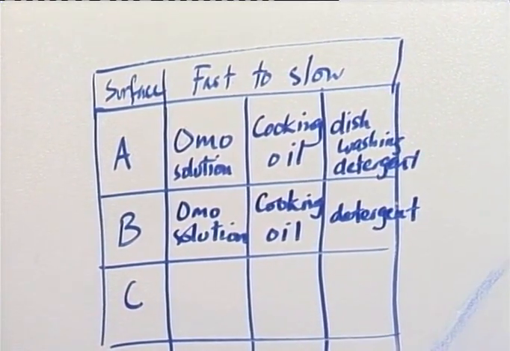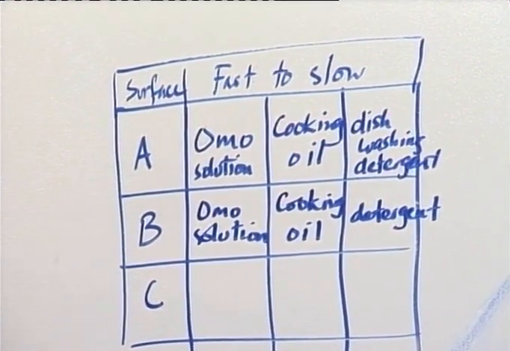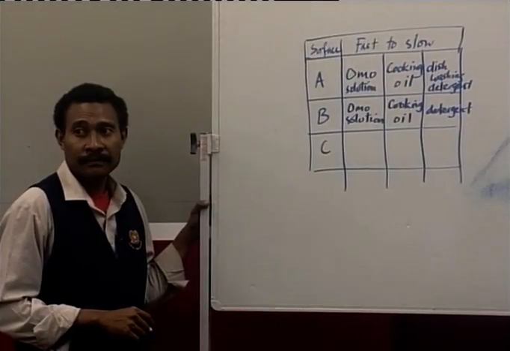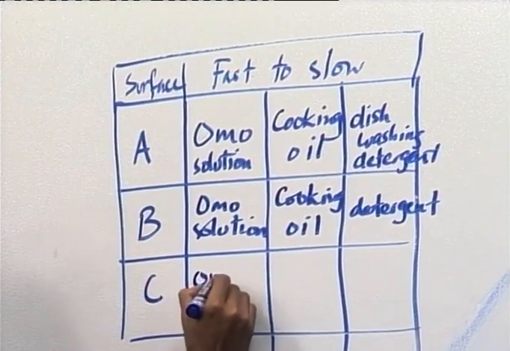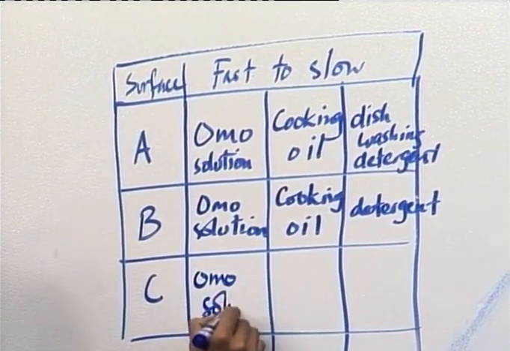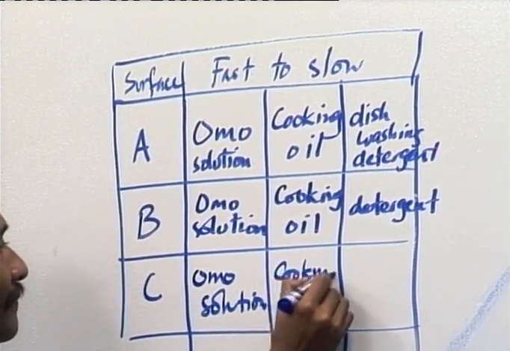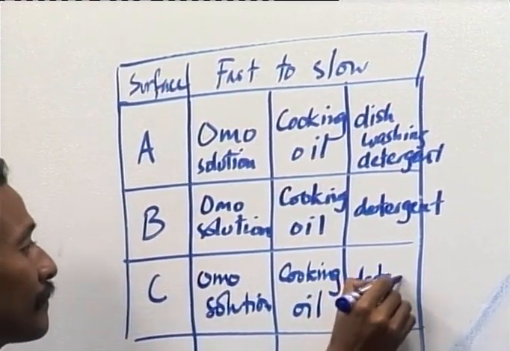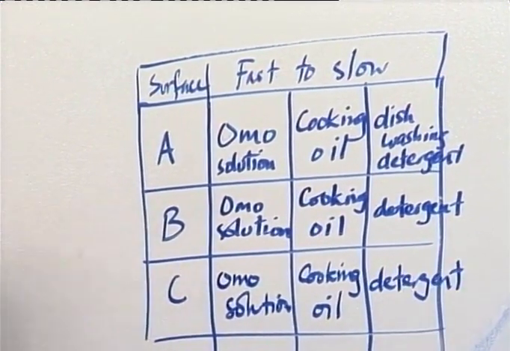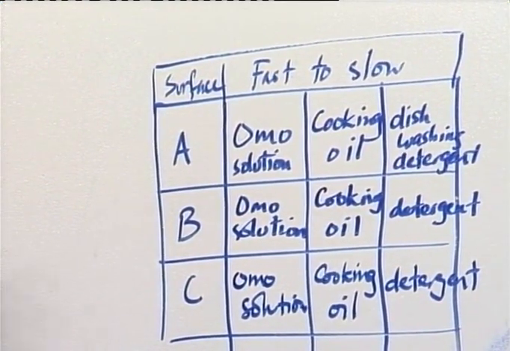C, we'll have, all right, Raymond, your group. The fastest was almost solution, and the second one was cooking oil, and the slowest was the detergent. All right, you find out that results are the same for each of those surfaces.